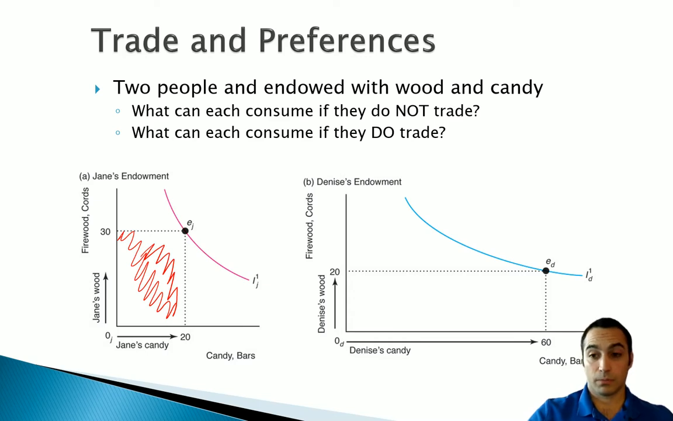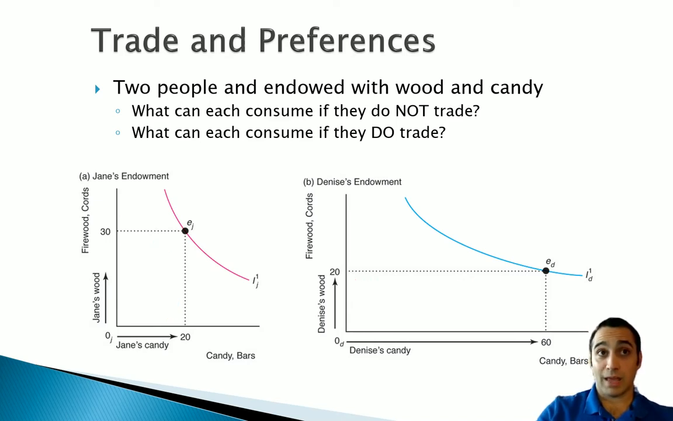How about Denise? What can she consume? Well, hopefully you've noticed that by mirror, she can also consume this whole box. But it's weird, right? Imagine that we have this situation, and Jane really likes candy and doesn't need wood, and Denise really likes wood and doesn't like candy. Unless they engage in trade, there is no way for them to get themselves to these potentially much improved outcomes. So this is why we need to go from these two separate graphs to what is called an Edgeworth box.